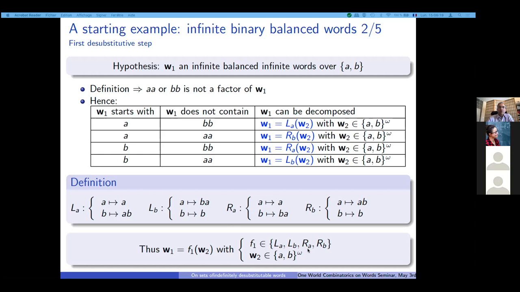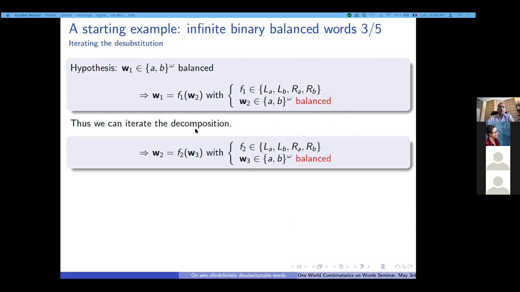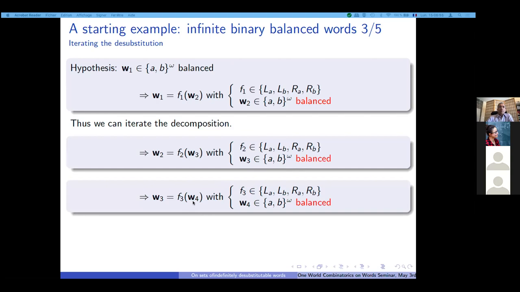So we obtain this result. The next step is to show, with some well-known methods, that the word W2 is imbalanced. So if W2 is balanced, we can apply the same desubstitution as before, and we obtain that W2 is the image of a word W3 under one of the four morphisms I've introduced before. And once again, W3 is balanced. So we can find a word W4, for which W3 is the image by one of the four morphisms, and W4 is balanced, and so on.